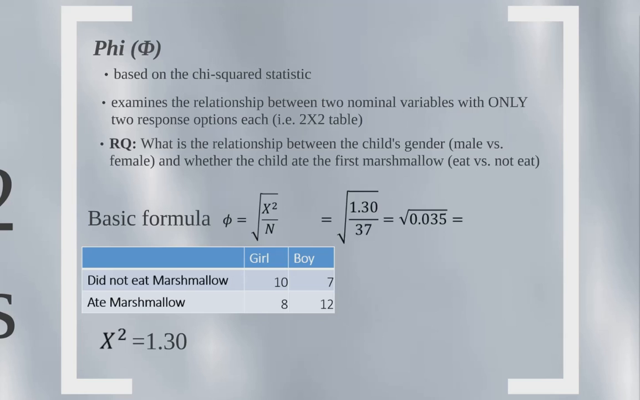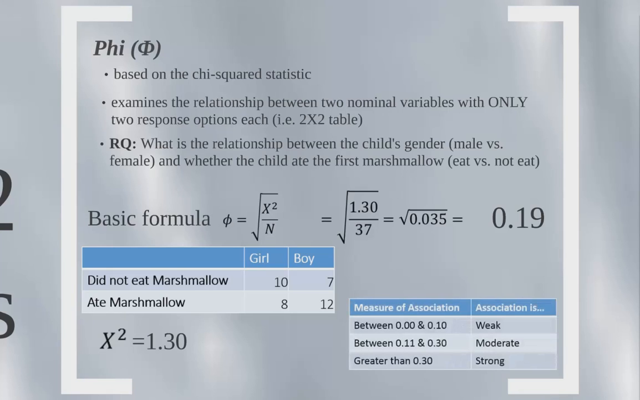And so we can plug in our data here. We have our chi-squared, as you see at the bottom, plugged in at 1.30, divided by our sample size of 37. And we bring out our statistics here, and what we end up getting is a 0.19. So you're probably wondering, okay, we have a 0.19. What does that mean for phi? What does that mean in a real-world sense?